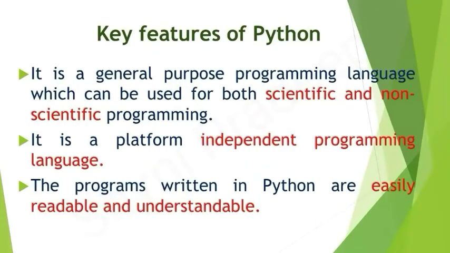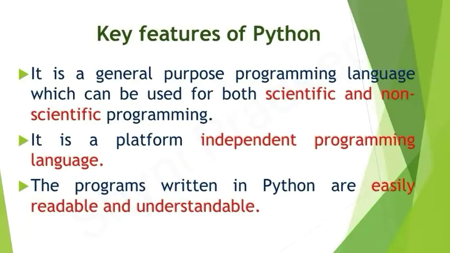Next point: programs written in Python are easily readable and understandable. What does it mean? A Python program is very simple, because C++ and Java have syntax, header files, main functions and so on. But Python is a simple programming language. You can understand the program easily because its code looks like normal English text.